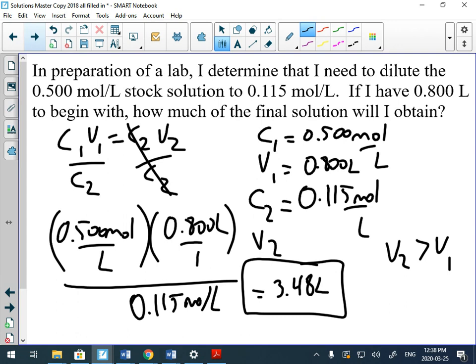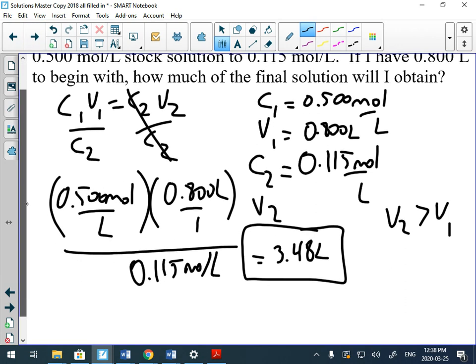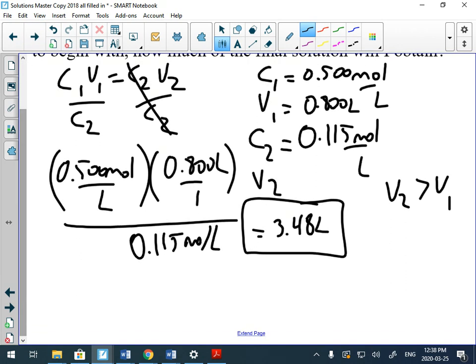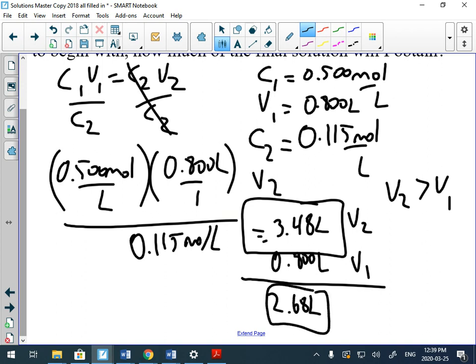So here's the question. How do you make this solution? Well, if we had to make this solution, this is our final volume. Our initial volume was 0.8 liters. When we subtract these, that should give us the amount of water we have to add to make the solution. Okay, which is 2.68 liters. So that's the amount of water you would add to make your final volume.